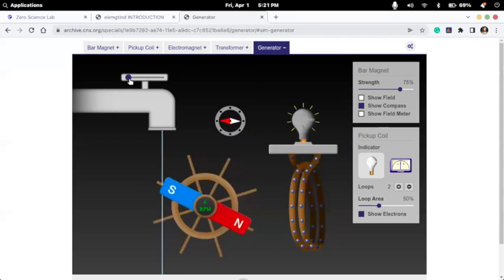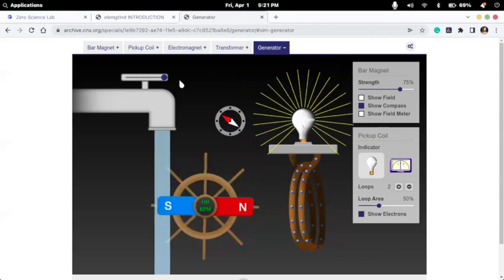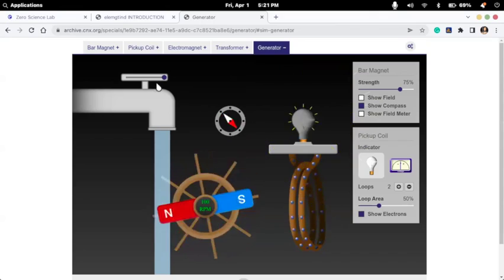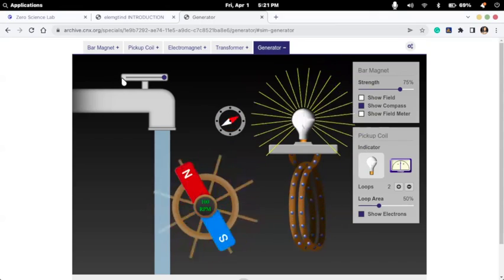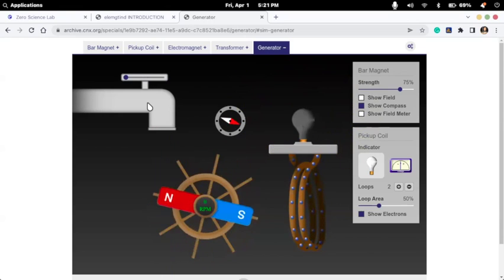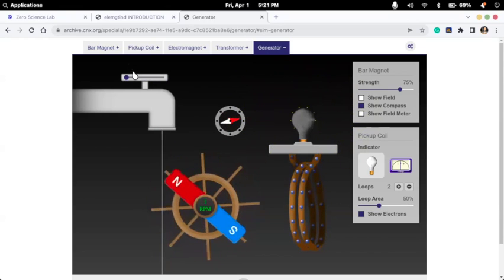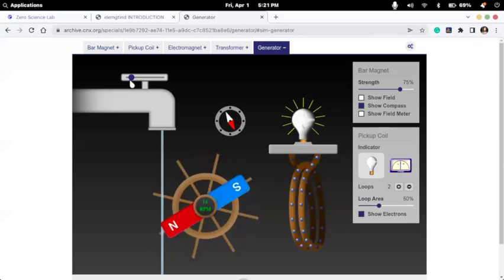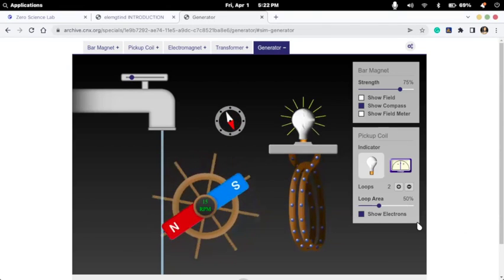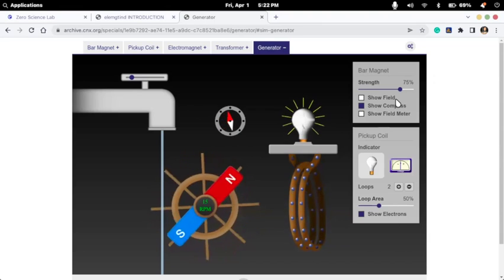The faster the waterfall, the higher the electric current, right? Yes, sir. So there is another one. I just keep it rotating. Right? Yes, sir.